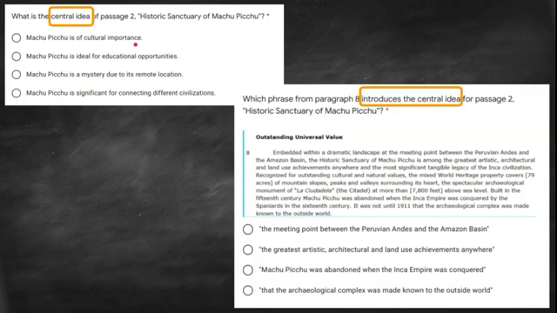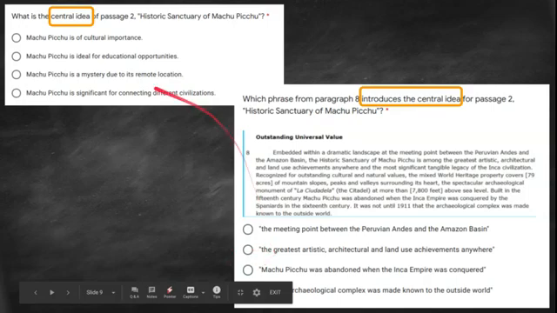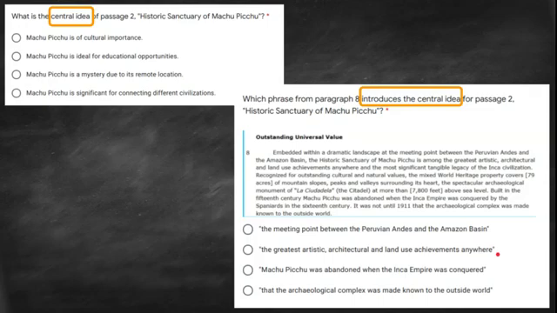Oh, this is important that these two match because they need to kind of go together. So the correct answer for this is, dun, dun, dun, dun, B. Okay. The answer is B. So Machu Picchu is of cultural importance and the great artistic, architectural, and land use achievements anywhere. So they're trying to say, again, cultural importance has to do with all of these things: artistic accomplishments, architectural accomplishments, land accomplishments. That's all part of their cultural importance.